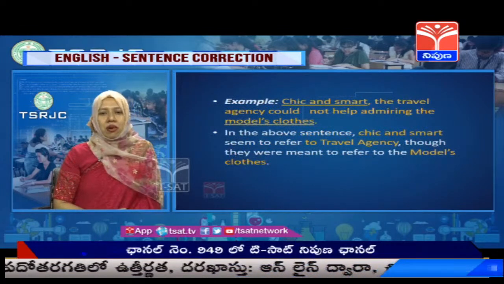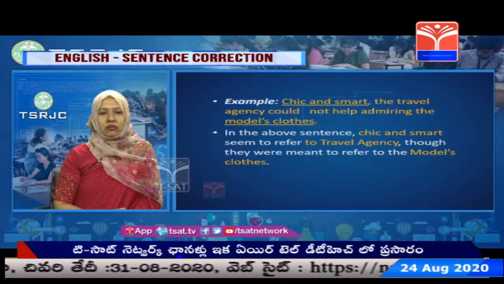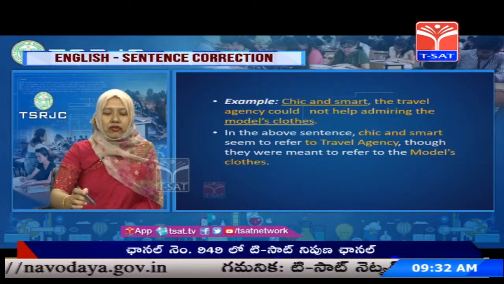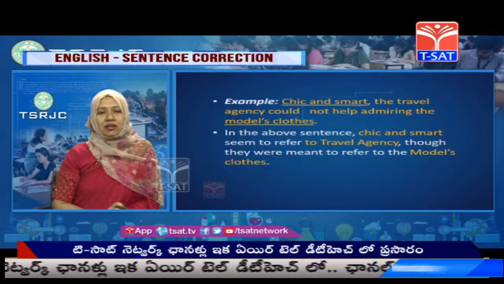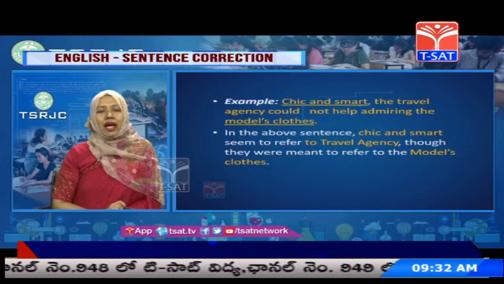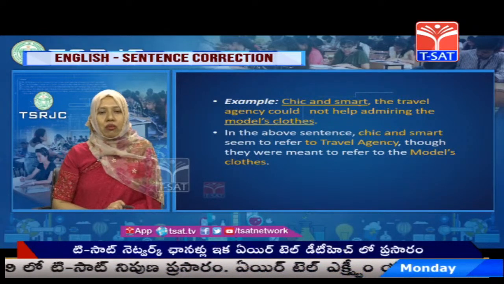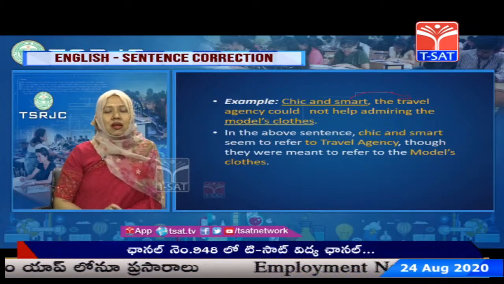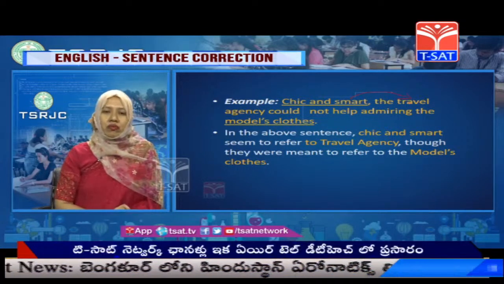Now, chic and smart, the travel agency could not help admiring the model's cloth. Here, in this sentence, chic and smart, I have underlined. What is chic and smart? It is an adjective, something describing words. The travel agency could not help admiring the model's cloth. Now, you think that chic and smart refers to travel agency, because this comes next, this is followed by travel agency, but it is wrong.